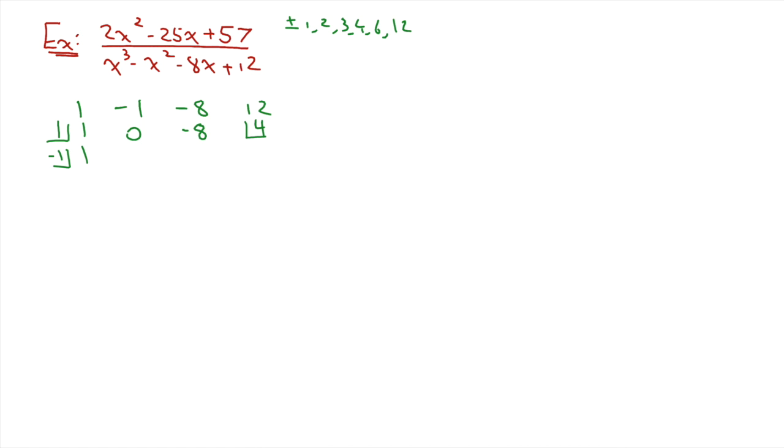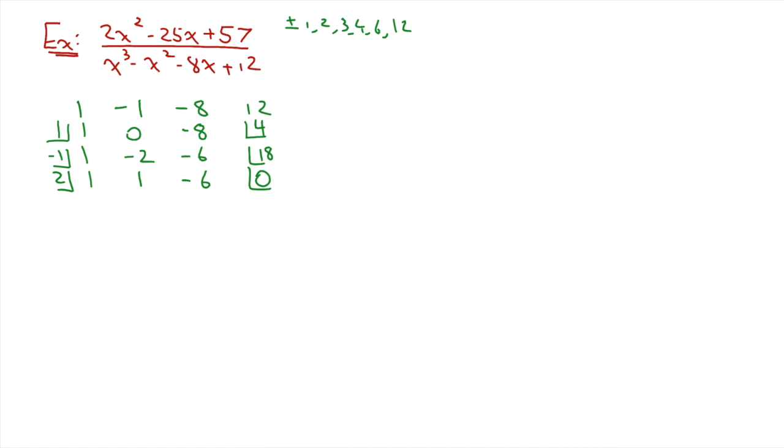1 times -1 is -1, -1 minus 1 is -2. 2 times -1 is 2, 2 minus 8 is -6. -1 times -6 is 6, 6 plus 12 is 18. It doesn't work. Now 2. 2 times 1 is 2. 2 minus 1 is 1. 2 times 1 is 2. 2 minus 8 is -6. 2 times -6 is -12. -12 plus 12 is 0. It works.